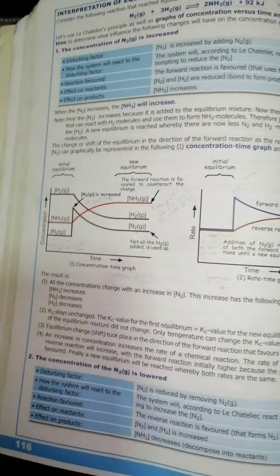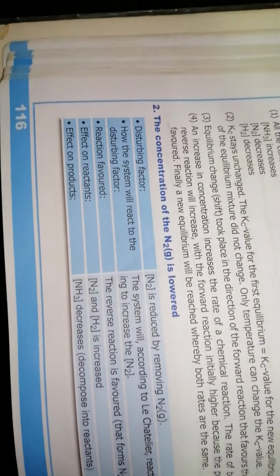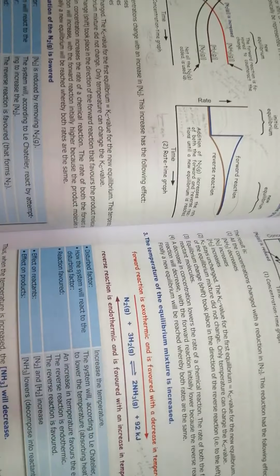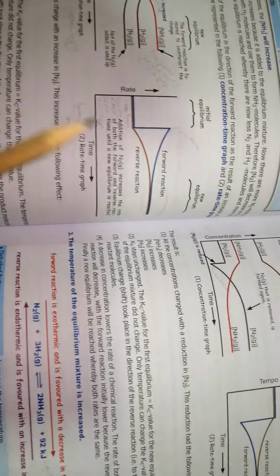Right, let's look at a different situation. Now in this case, the concentration of N2 is lowered, which means in the first case we increased nitrogen, and now we are decreasing nitrogen. So now it's the opposite thing happening. If we're decreasing nitrogen concentration, we need to show that on the graph.